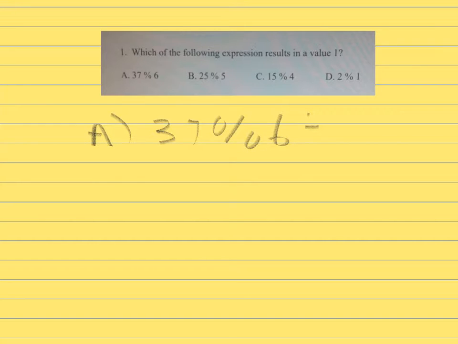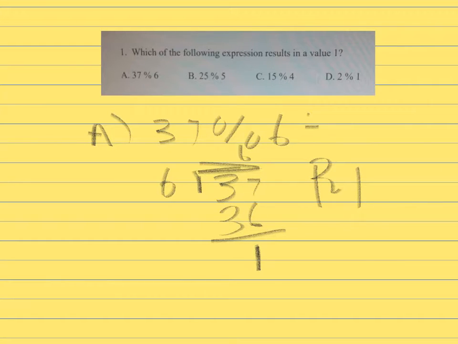What we do is we go with 37 divided by 6, and we figure out what the remainder is. So 6 will go into 37 6 times, which is 36, with a remainder of 1. So in this case, 37 modulo 6 will equal 1. In this case, A is going to be your answer.